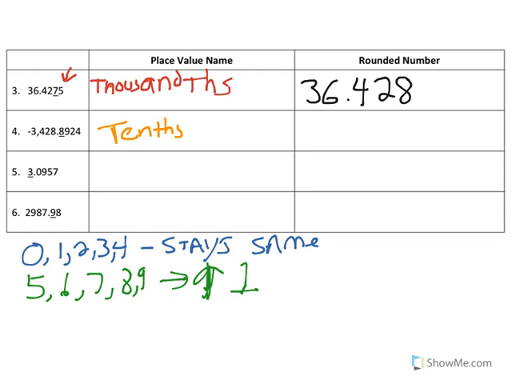Tenths. All right. And then I'm going to rewrite everything up to the underlying number. Negative 3, 4, 2, 8, decimal. We're going to look at the number to the right of the underlined one, that 9. 9 tells us that the underlying number goes up. So underlying number 8 turns into a 9 itself. So we're going to have negative 3,428 and 9 tenths.